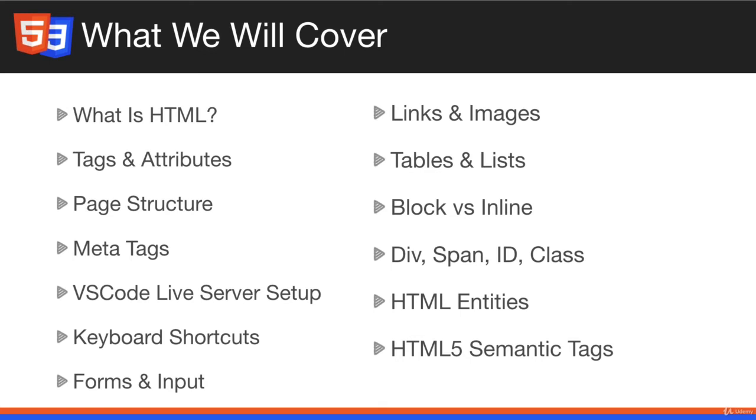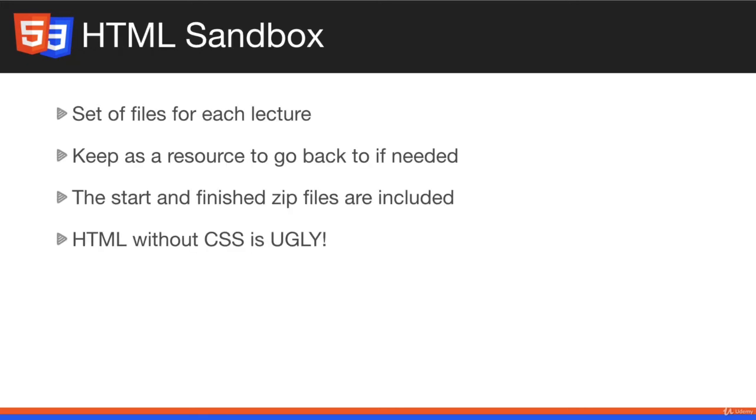We're going to talk about keyboard shortcuts in VS Code, also Emmet. Forms and input, links and images, tables and lists. We're going to look at the differences between block level elements and inline elements. We'll look at divs, spans, compare IDs and classes, HTML entities, and we'll also look at the HTML5 semantic tags.